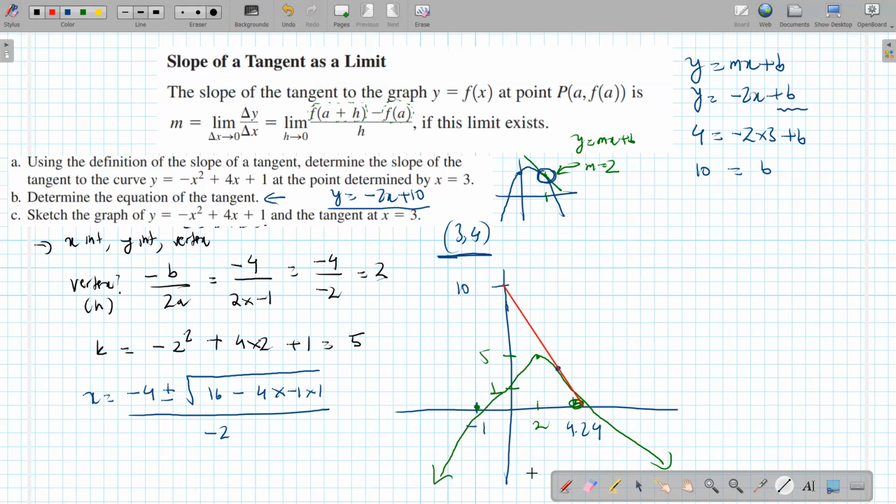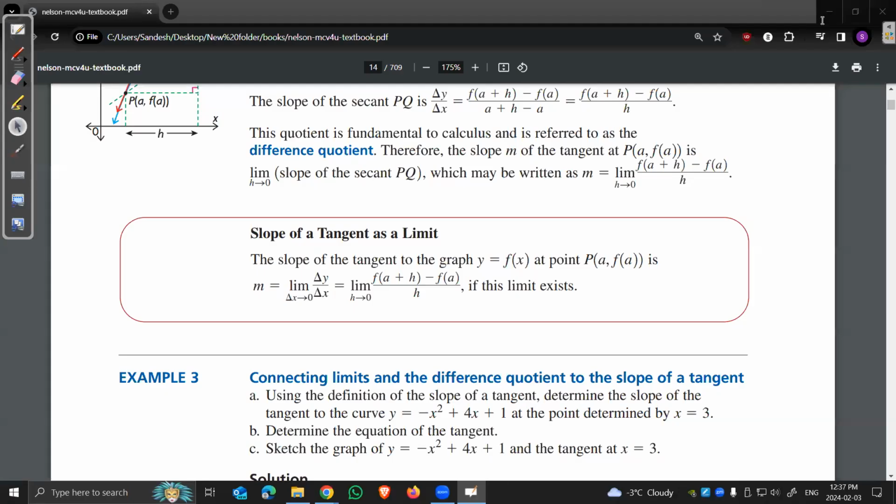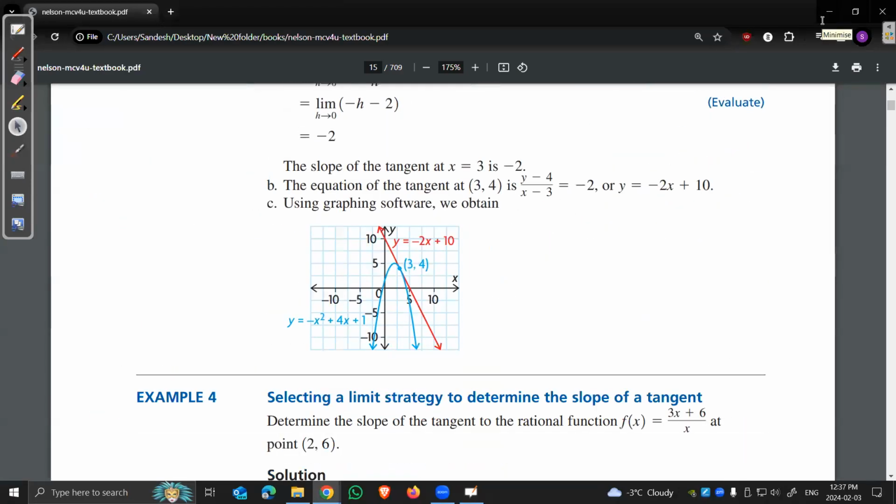So quadratics, we've done this hundreds of times. We've graphed this. The idea has always been the same. Find the x-intercept, y-intercept, and the vertex. To find the vertex, very simple formula. To find the x-intercepts, sometimes you have to use the quadratic formula, which isn't the end of the world.